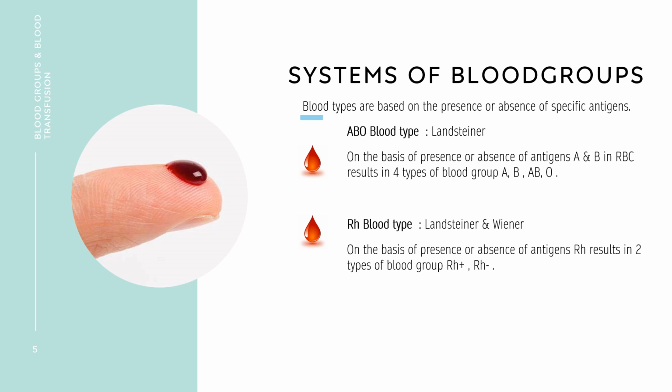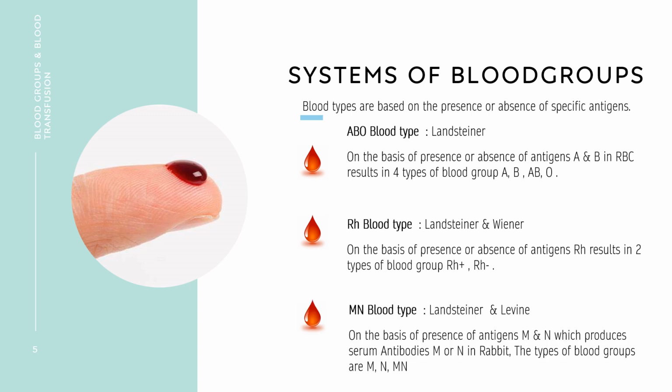So the ABO blood type was identified by Landsteiner, and Rh blood type was identified by Landsteiner and Wiener. There is also another system of blood groups, which is the MN blood group type. It is not a very common type, so we are not going to delve into details of this blood group type in this video, but just for you to know that the MN blood group type was also another type which was found by Landsteiner and Levine.